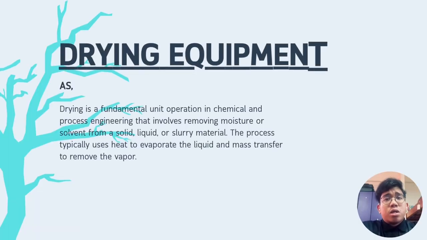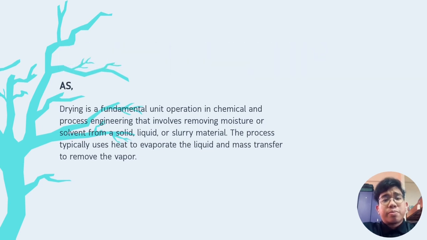Drying equipment. Drying is a fundamental unit operation in chemical and process engineering that involves removing moisture or solvent from solid, liquid or slurry material. The process typically uses heat to evaporate the liquid and mass transfer to remove the vapor.